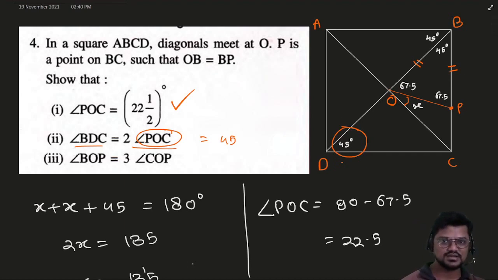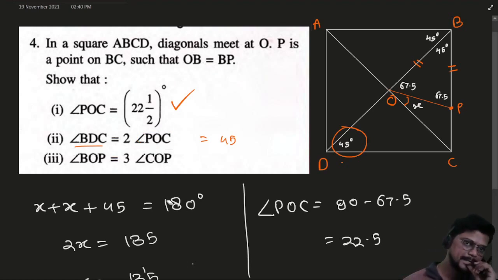Now give me the next answer, how we can prove angle BOP will be thrice of angle COP. I hope I'm teaching 9th standard kids. Angle BOP will be equal to thrice of angle COP. How we can prove it? Sir, again we'll take 45 only. Sir, with that X we'll take. Shlok, you are saying something?